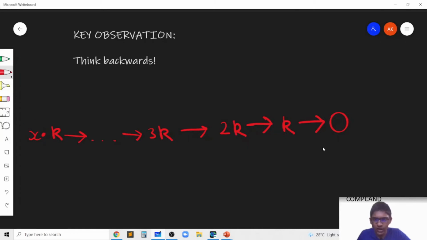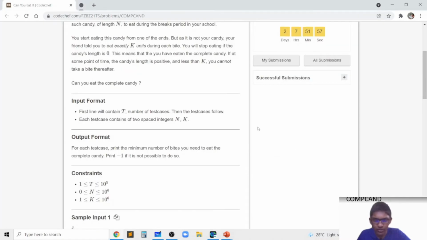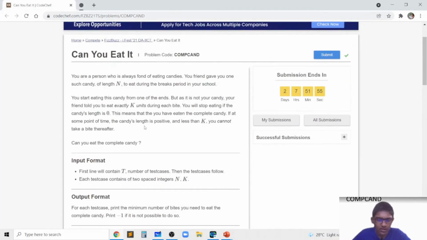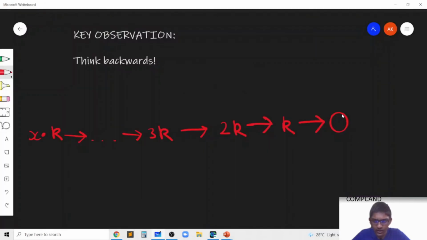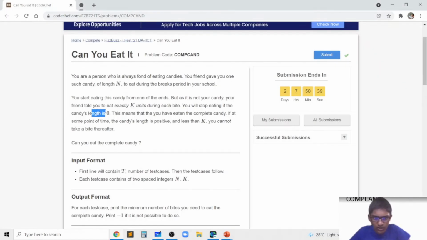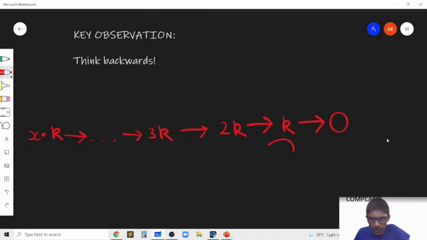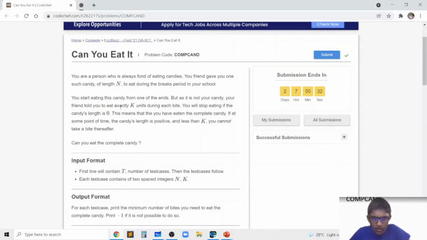So the reason why I'm just repeating it again to emphasize the idea is that the reason why this is true is because we know that the candy's length is 0 in the end, and we know that before that we ate exactly k units. That's why before that the number of candies would be k. So we know that since we ended with 0 units length in the end, this means that we came from a candy of length k because we always eat exactly k units. So since we ate exactly k units, we have a candy of length k before.